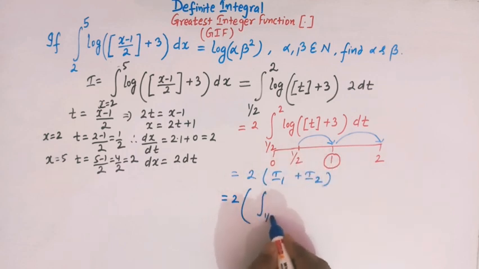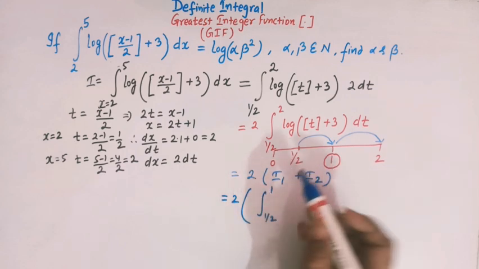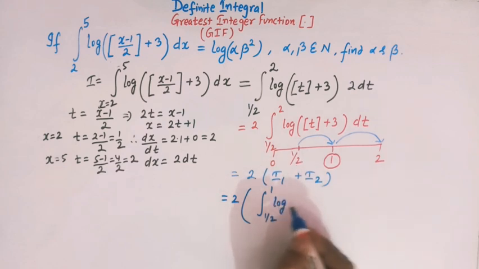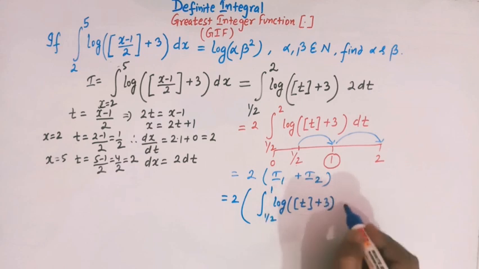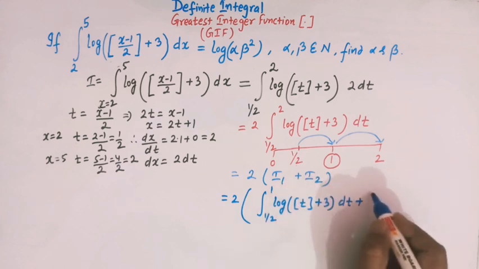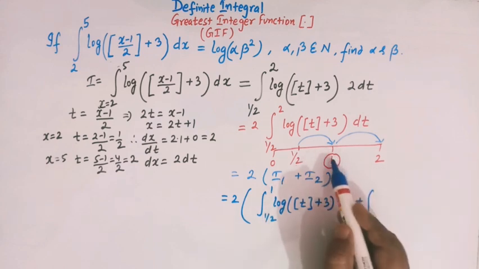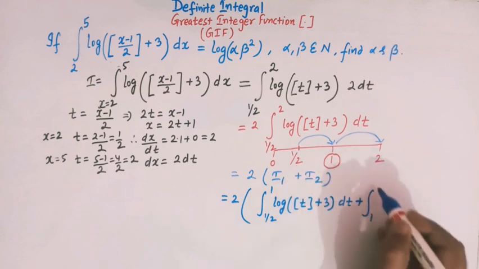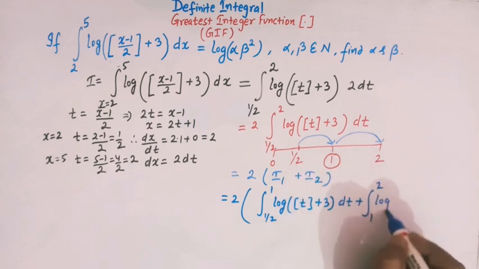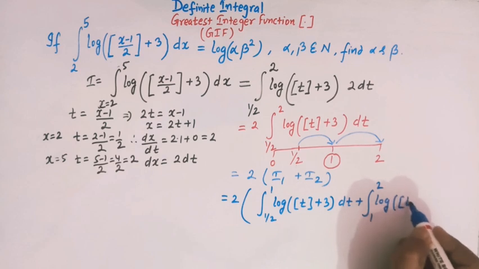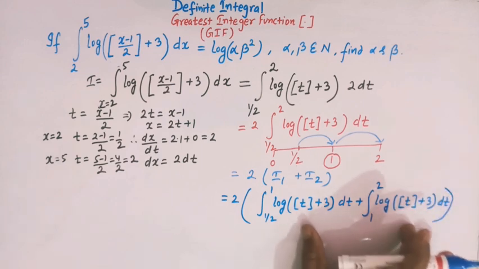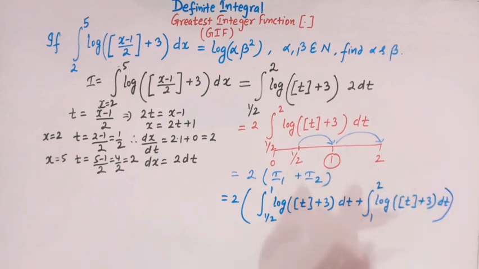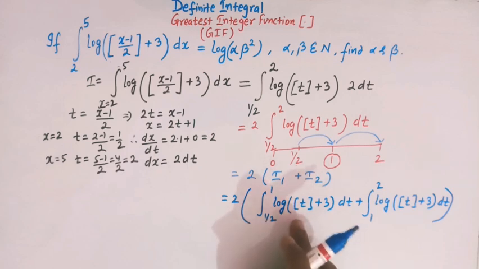So we have here half, here we have 1, and we have a log of greatest integer of t plus 3 dt, plus we have I2 from 1 to 2, and we have log of greatest integer of t plus 3. Okay, so now we have these two integrals to evaluate, and let us take the first integral.